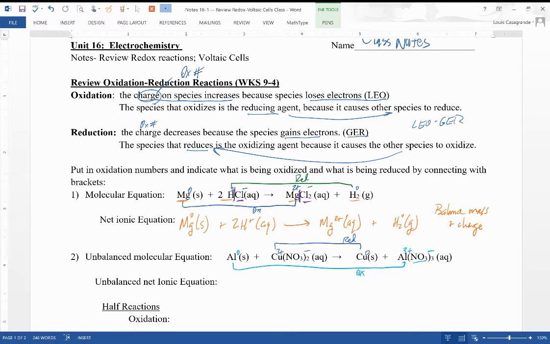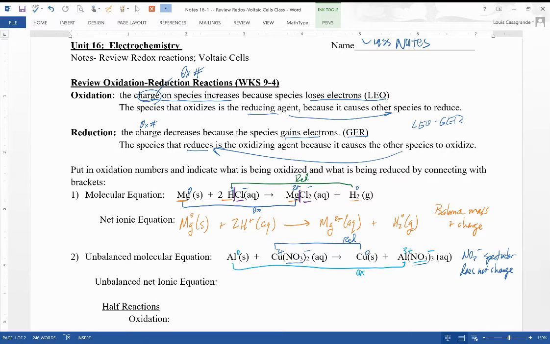In this reaction, the nitrate is going to be our spectator ion. We'll talk about the balancing in a few minutes. We recognize that the nitrate's going to be the spectator ion because it doesn't change charge. So in this case, the spectator does not change. And so that's going to be an important observation as well.